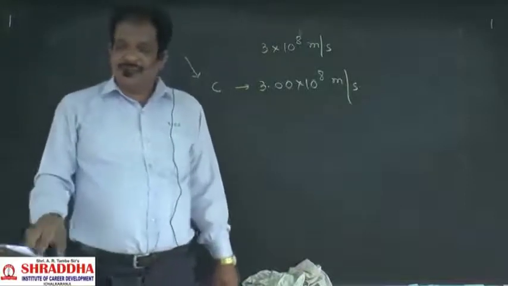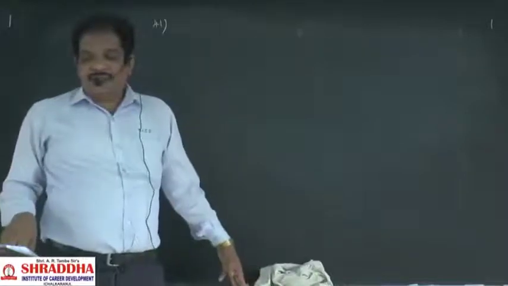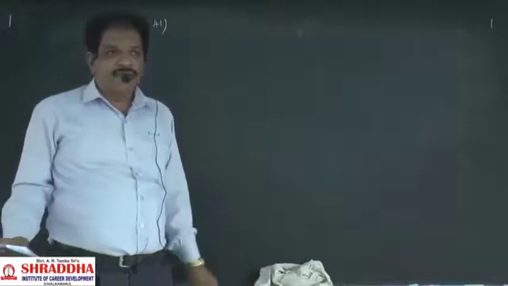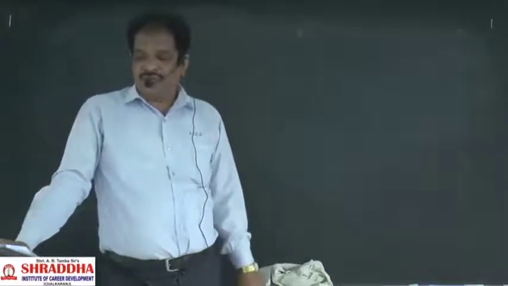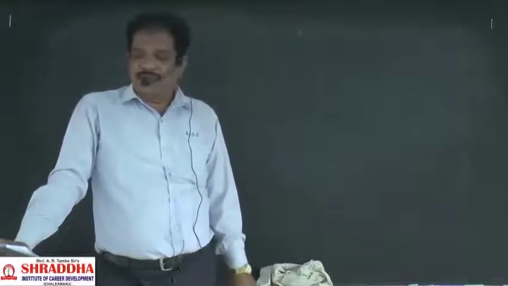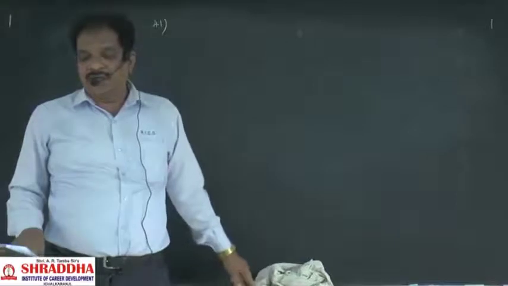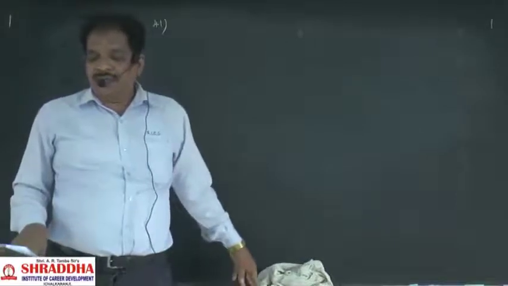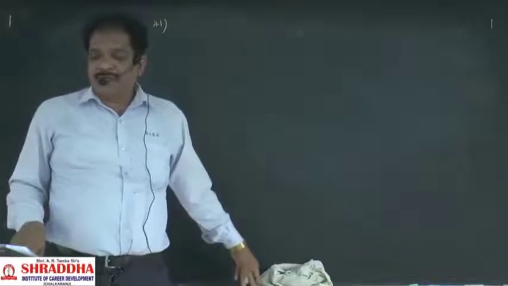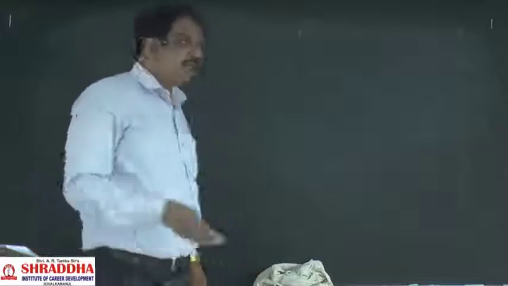Clear? Next, 41. The length, breadth and thickness of a rectangular lamina are 1.024 meter, 0.56 meter and 0.0031 meter. The volume is, okay. So multiplication, the first number will have four significant figures.